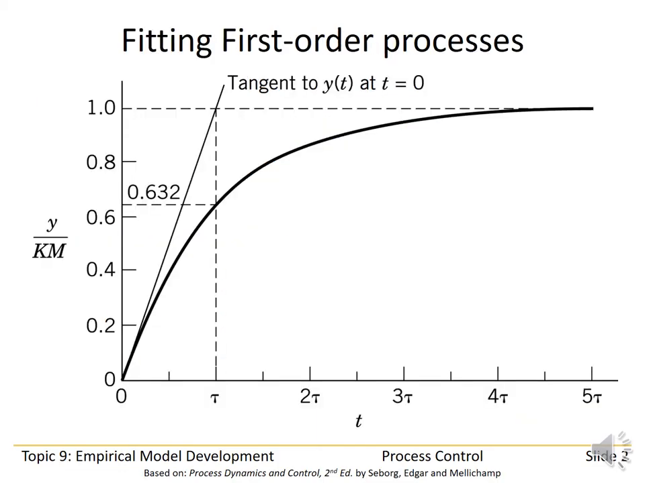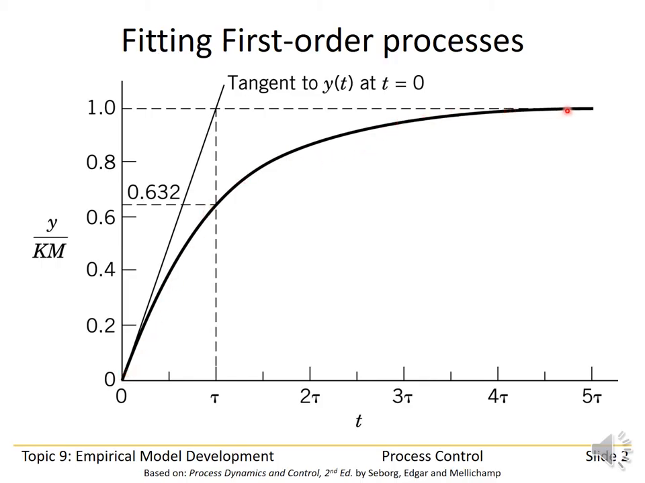Okay, so how is this going to work? The simplest case is where the process is initially at some steady state. At time zero, we make a step change in an input of magnitude m. We measure the response of the output variable, and the output variable changes with time approximately like this. This curve is exactly the response of a first-order transfer function, and so if we are lucky, our process can be described by a first-order transfer function.